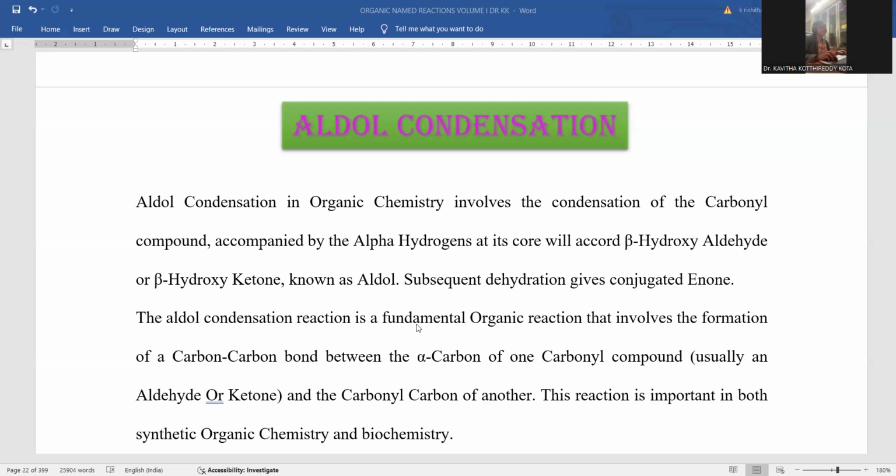Aldol condensation is a fundamental organic reaction that involves the formation of a carbon-carbon bond between the alpha carbon of a carbonyl compound, usually an aldehyde or ketone, and another carbonyl compound. This reaction is important both in synthetic organic chemistry and biochemistry as well, right? Aldol condensation is very essential to introduce a new carbon-carbon bond and extend the carbon chain. You can notice beta hydroxyaldehydes are the common compounds originated. The essentiality is the presence of alpha hydrogen with respect to either the aldehyde or ketone.